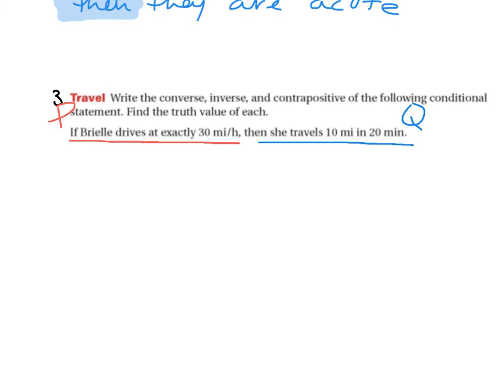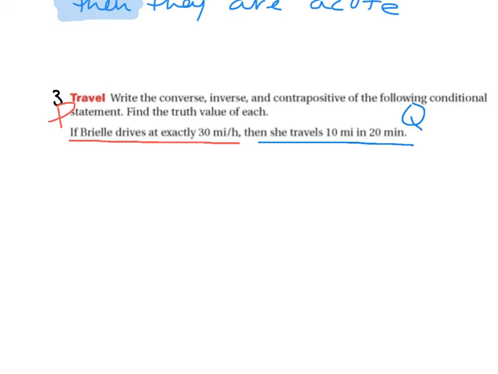So if we're looking at the inverse, in terms of P and Q, what is the inverse? Wait, let me check my thing. Sorry, no, I'll do it. Not P then Q. The inverse, we're just flipping them. So the inverse would be Q, then P. Guys, you need to know this for the test. So now when we're talking about Brielle's driving, how would we say the inverse? Casey.